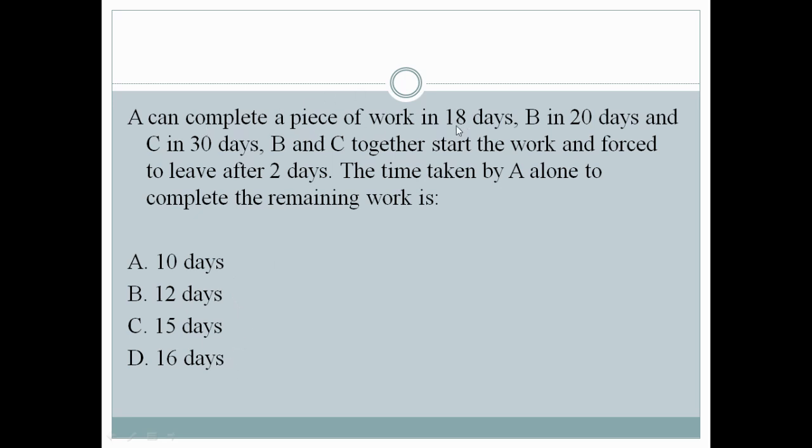So it is given that A can complete in 18 days, B can complete the work in 20 days and C in 30 days. Here it is given that B and C worked for 2 days and left the job. So B's 1 day's work is 1 by 20 and C's 1 day's work is 1 by 30. They work together, which means B plus C's 1 day's work is 1 by 20 plus 1 by 30, and 2 days' work is 2 into (1 by 20 plus 1 by 30).